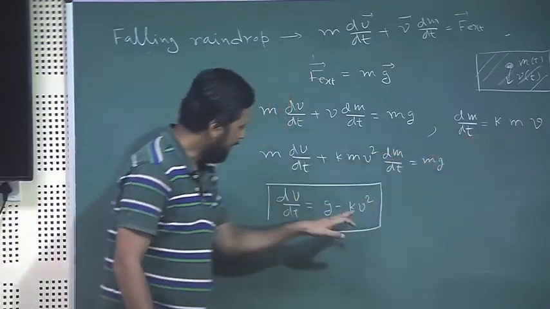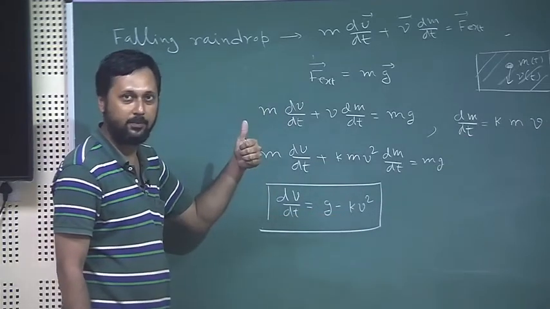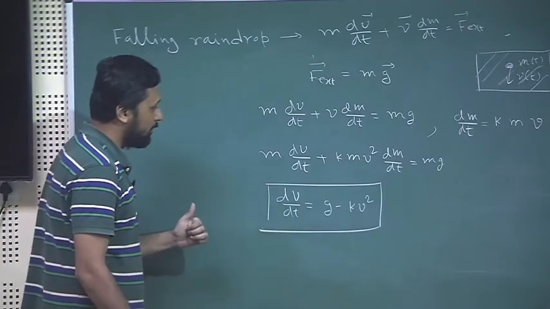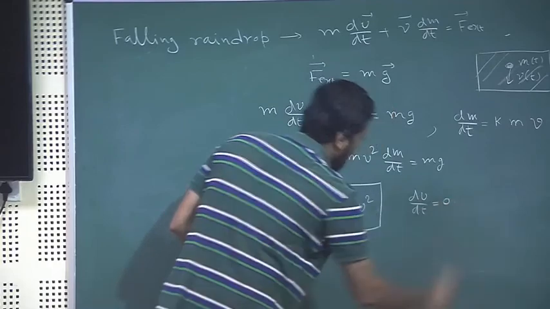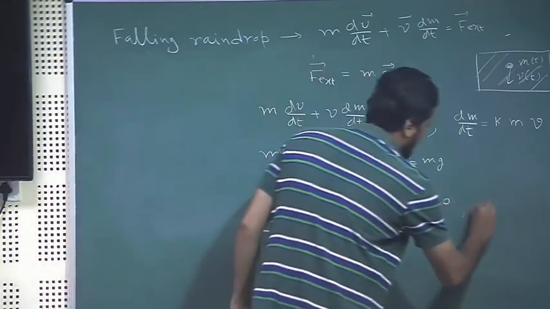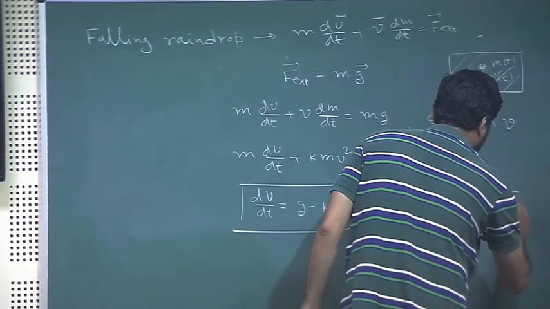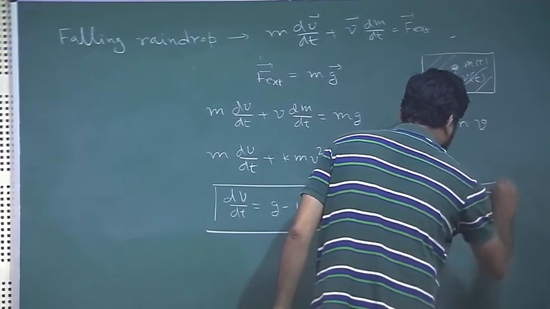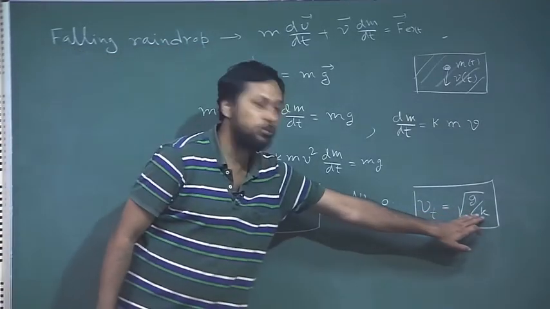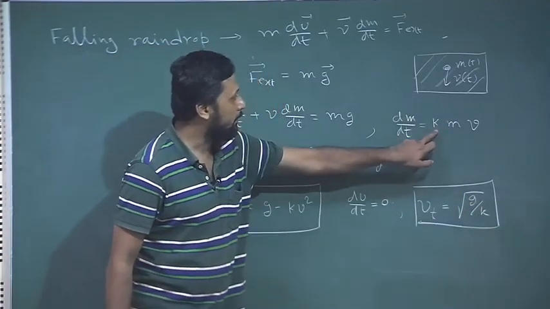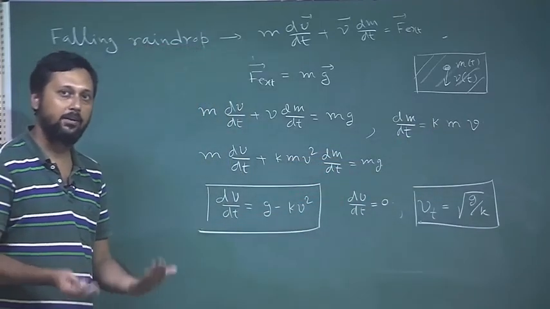this term works as if it is an upward force working against gravity. So, in order to get the terminal velocity, once again we set dv/dt equal to 0, and we immediately get v_t equal to root g by k. But please remember, this k has nothing to do with air resistance. It is a proportionality constant we have used, and we need some additional information in order to get this proportionality constant.